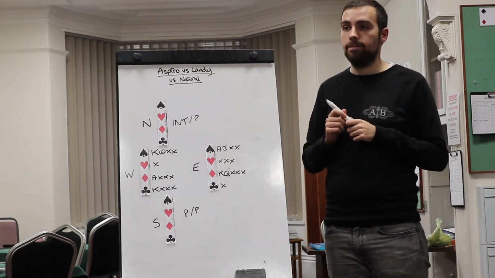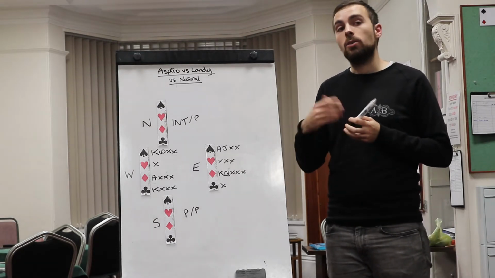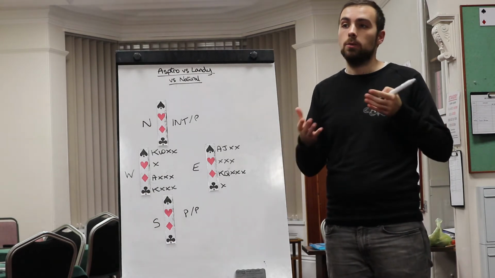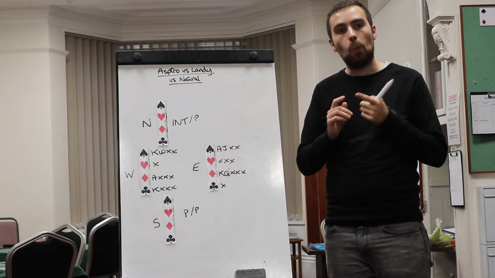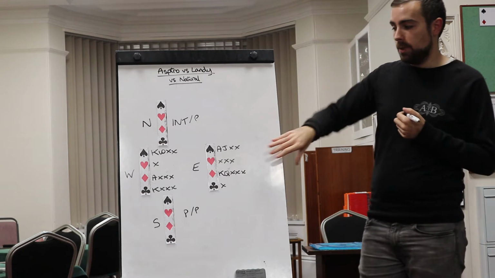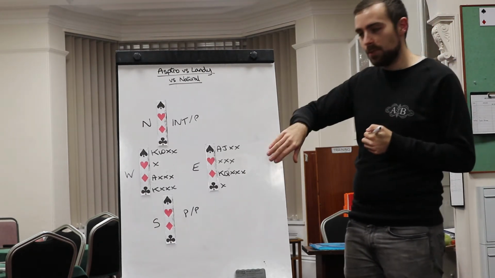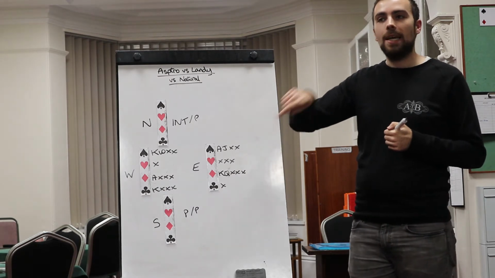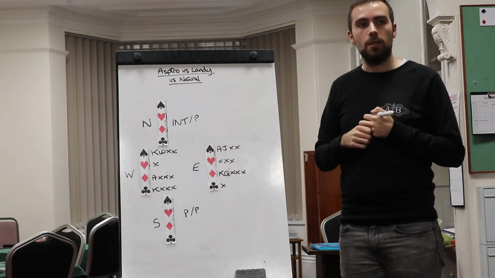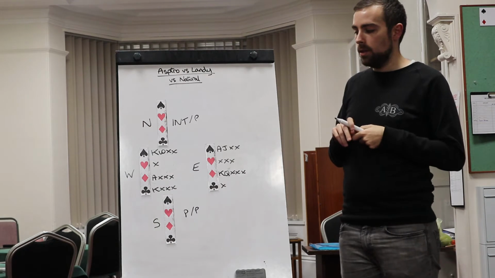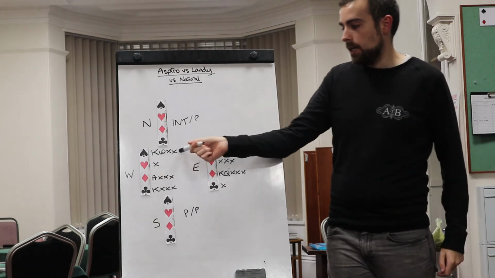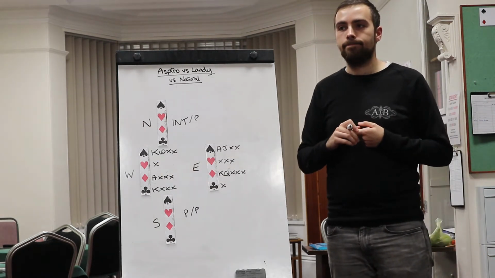But you have a spade fit. Landy will not find your spade fit, because Landy only deals with hands that have both majors. Asptro will find your spade fit, because you bid 2 diamonds with the East hand playing Asptro, and 2 diamonds shows spades and another suit, at least 4, at least 5 in either direction. So West knows immediately of a 4-4 spade fit.